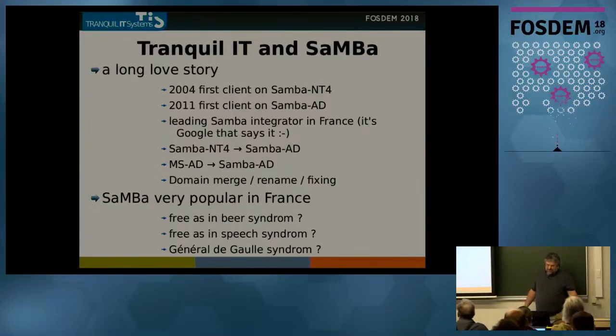Up to now, we have been doing mostly Samba NT4 to Samba AD deployment. But now, with more and more people looking at Samba and the opportunity of this software, we also do more and more Microsoft Active Directory to Samba AD deployment. So that's a very good thing. And often when we do migration, a big part of it is also restructuring. So there is some domain merging, renaming, and fixing up stuff, because most of the domains are something like 5, 10, or 15 years old, and there is some stuff to clean up.